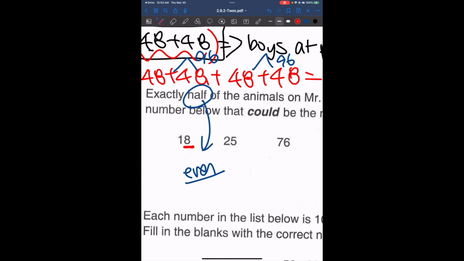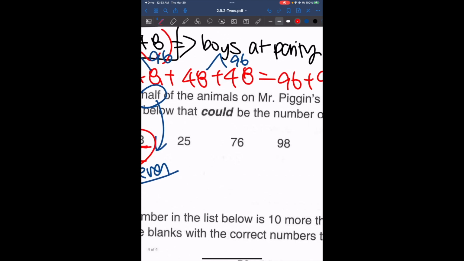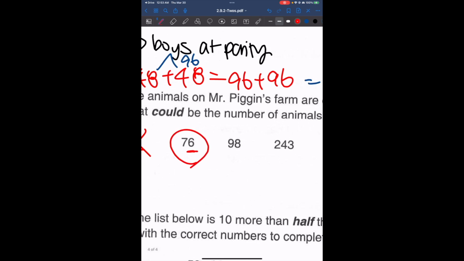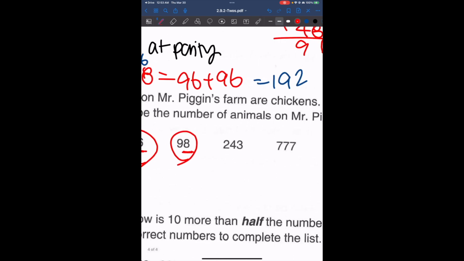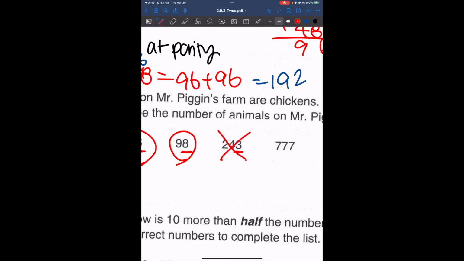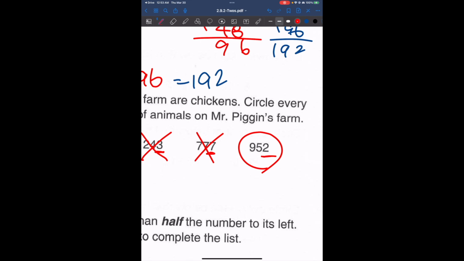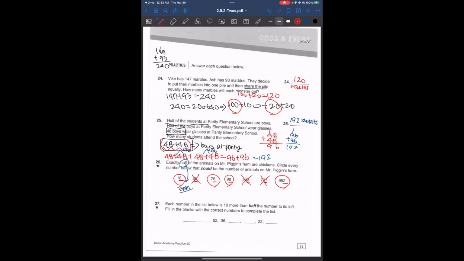So 18 ends with 8, so it's even. Ending with the 5 is odd. Ending with the 6 is even. Ending with the 8 is even. Ending with the 3 is odd. Ending with the 7 is odd. And ending with the 2 is even. So the possible numbers of animals would be 18, 76, 98, and 952.